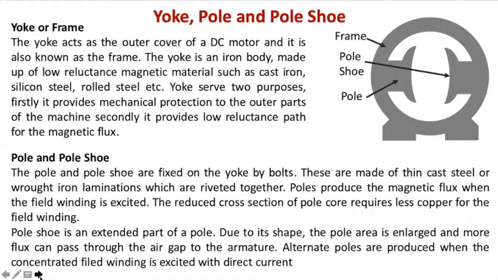Now we'll come to the individual parts and try to understand the function of each and every part. So the first, on the stator, we have got the yoke. The yoke acts as the outer cover of the DC motor, and it is known as a frame. The yoke is an iron body made up of low reluctance magnetic material such as cast iron, silicon steel or rolled steel, etc. The yoke serves two purposes. Firstly, it provides mechanical protection to the outer parts of the machine. Secondly, it provides a low reluctance path for the magnetic flux. And that is the frame of the DC machine.